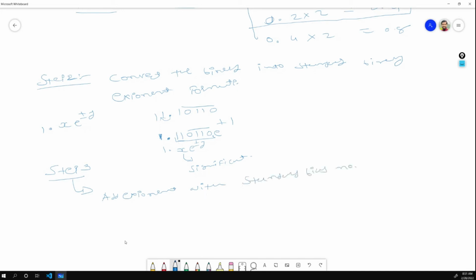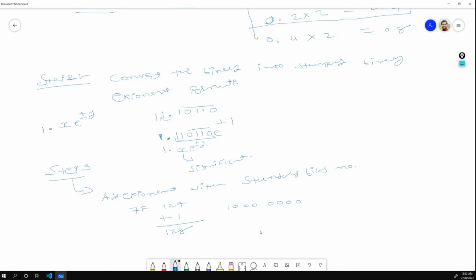So for float, the standard bias number is 7f, that means 127 plus 1. So my number is 128, and 128 in binary is 10000000. So these 8 bits will be put in the exponent portion of my 32 bits. This is the significant bit, and we know my number is positive, that means the sign bit is 0.